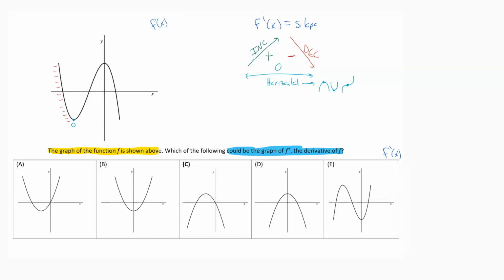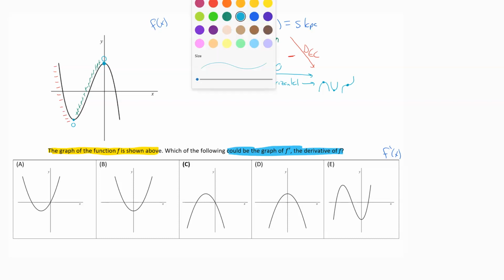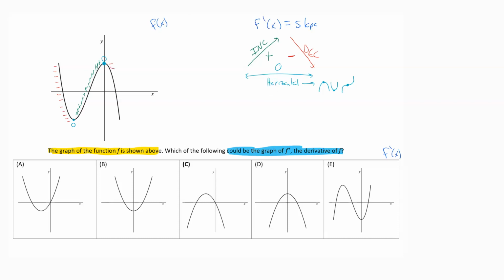And then after that, my graph is headed up. Positive, positive, positive. It's all increasing all the way up to the top there. And then I hit another zero. I get another horizontal tangent line there. And then from there, I'm back into a decreasing section. Negative, negative, negative, negative derivatives through that.